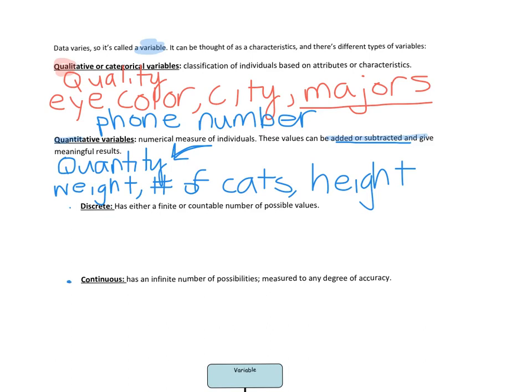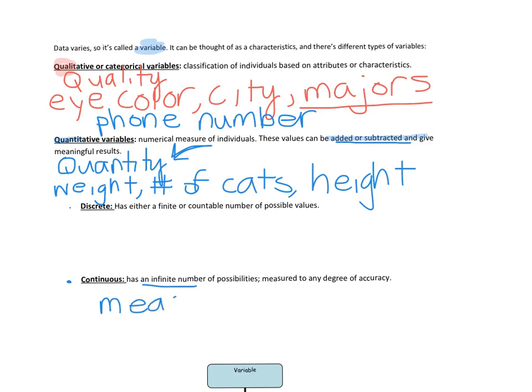Discrete has a finite number of possible values. So we are able to count things. So for instance, number of cats. We can count the number of cats. Versus continuous, where there's an infinite number of possibilities. And a way to think of that, remember that, continuous is a measure.